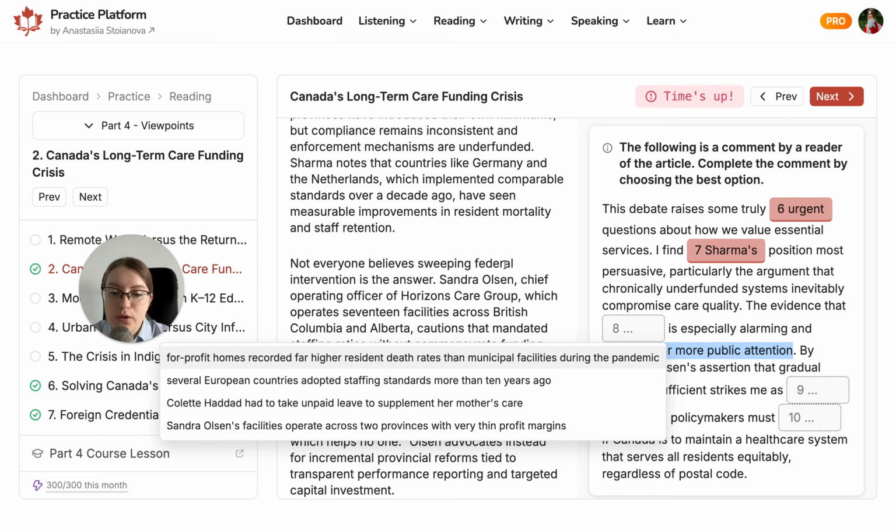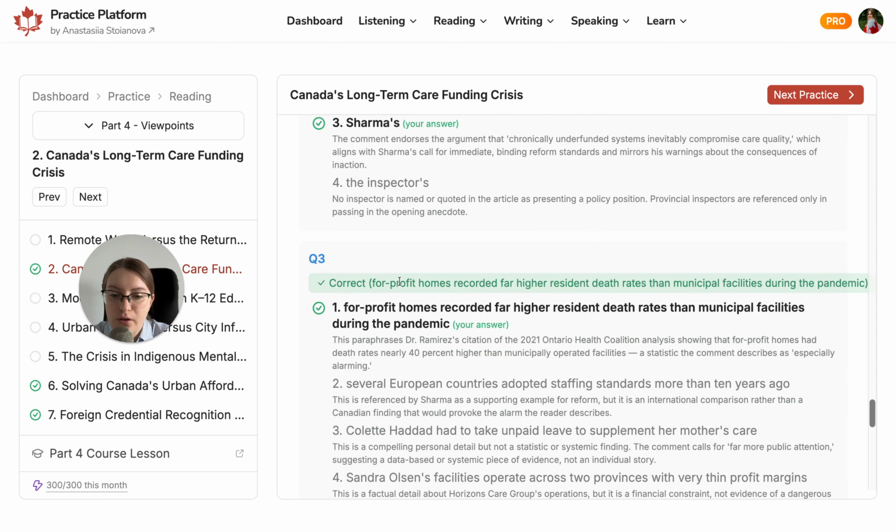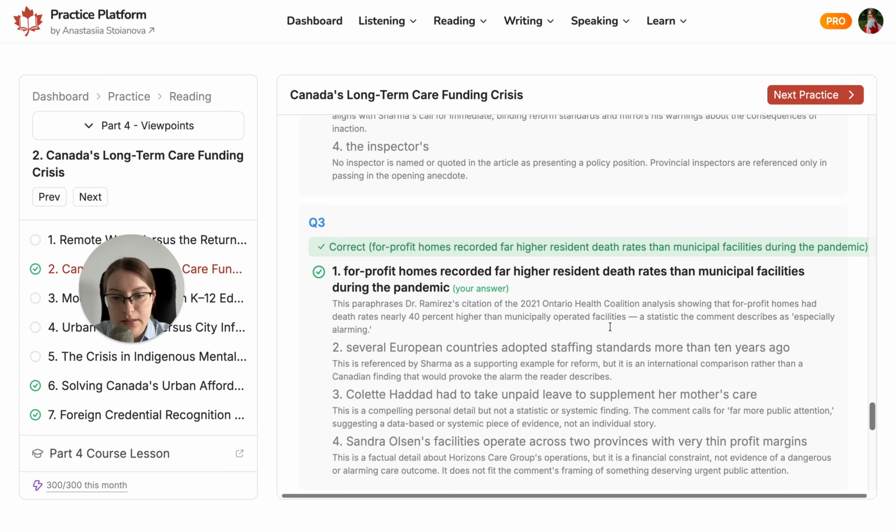So remember what kind of evidence, and remember alarming and needs more attention. So it's not just any evidence that we had in the text, right? Because everything here was mentioned, but what's most alarming is that for-profit homes recorded far higher resident death rates than municipal facilities, right? This makes sense. Let me show you here. Ramirez cited this, right? And this one is especially alarming, yeah?